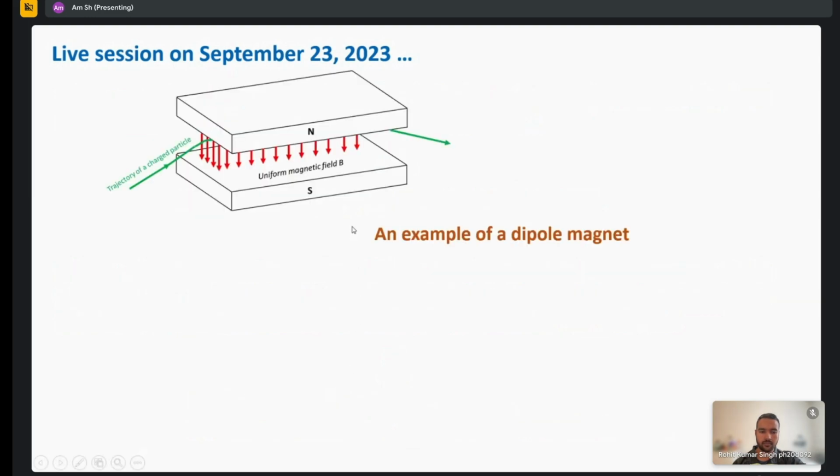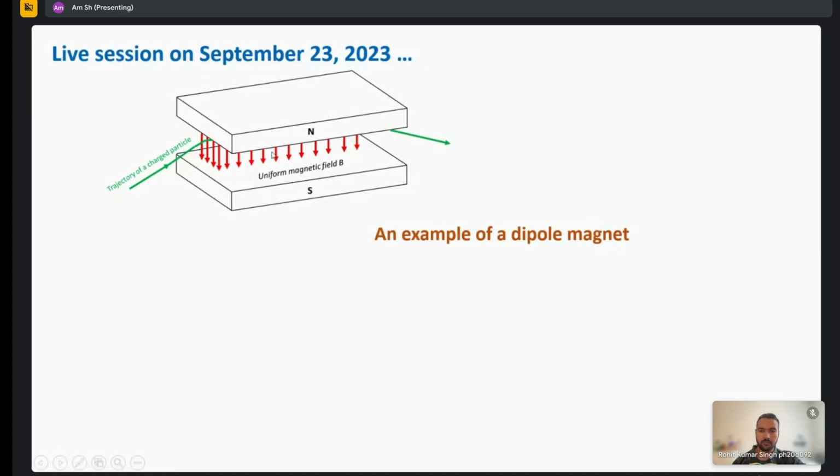Now there were some doubts about which type of magnet is known as a sector magnet and how it focuses or defocuses in the vertical direction. So we will see that. A dipole magnet means there are two poles. It is the simplest possible structure of any magnet.